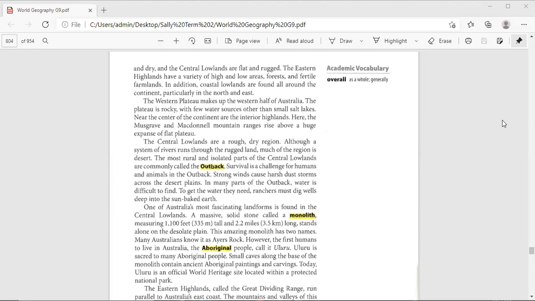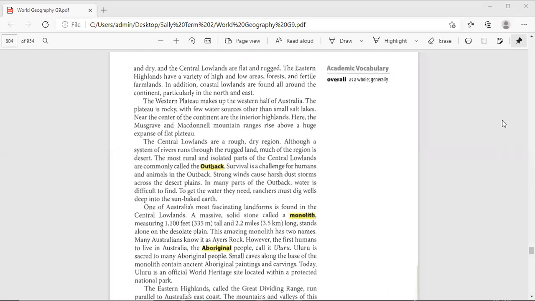Who can again describe the most important landforms in the Western Plateau? Let's move back to someone else. Krish, can you tell me the most important landform in the Western Plateau? The McDonald Mountain ranges, the Musgrave Mountain ranges, and the interior highlands. Okay.